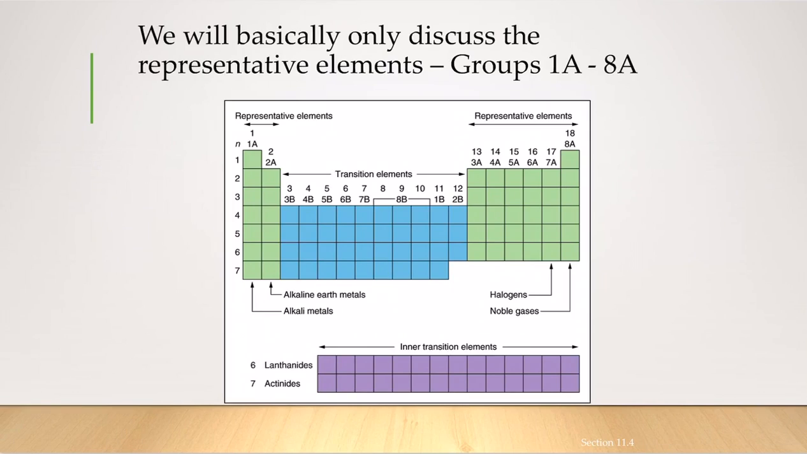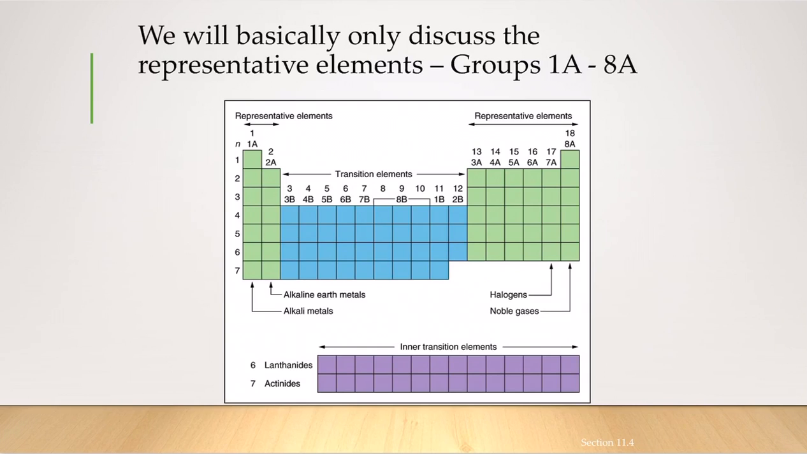Okay, so let's go on to the representative elements. If we go on to the representative elements, we can see that this is the alkali metals, this is the alkaline earth metals, and we have the noble gases and halogens.